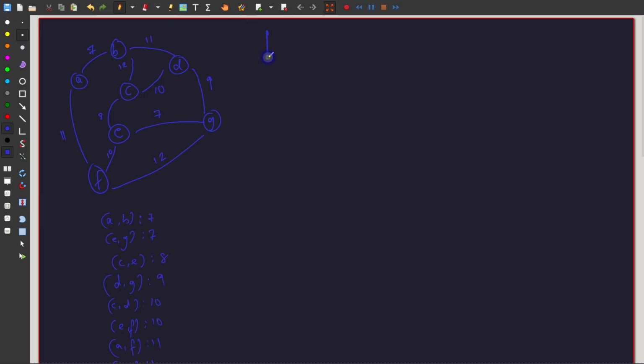Alright, so let's talk about Kruskal's algorithm now. Kruskal's algorithm, where essentially the idea is extremely simple. We are still focused mainly on making the minimum cost spanning tree. So it again works on weighted undirected graphs. So that is basically what happens.